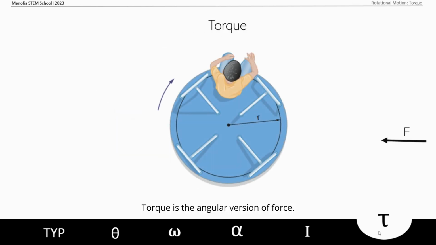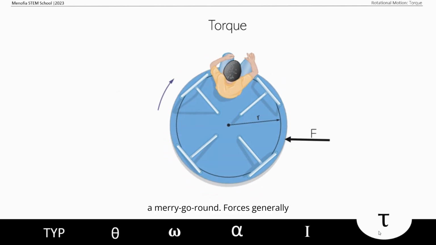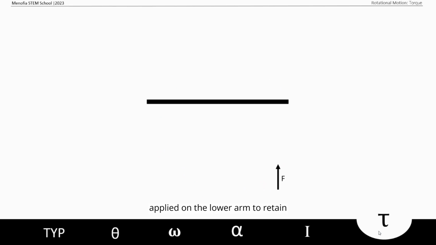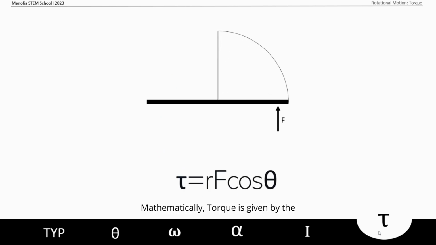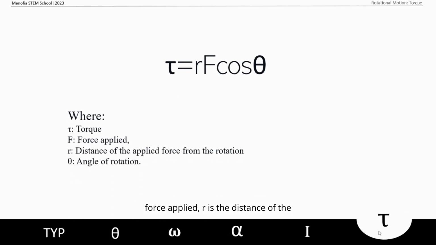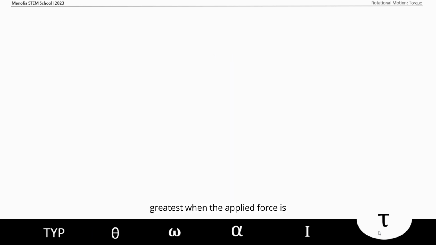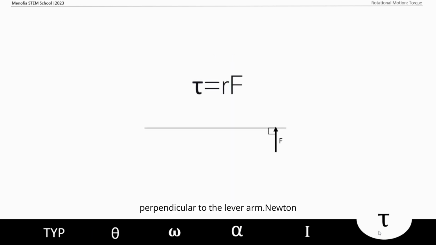Torque is the angular version of force. For example, we apply torque to operate a merry-go-round. Force is generally applied on the lever arm to rotate an object about its axis. Mathematically, torque is given by the following equation: tau equals r f cosine theta, where tau is the torque, f is the force applied, r is the distance of the applied force from the rotation axis or the length of the lever arm, and theta is the angle of rotation. The unit for torque is Newton meter. The torque is greatest when the applied force is perpendicular to the lever arm.